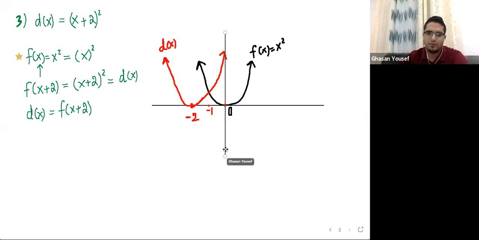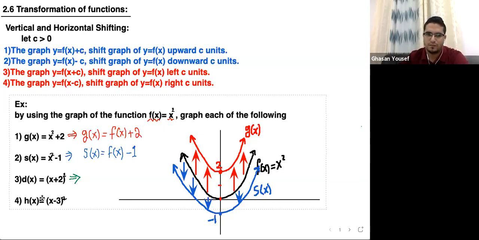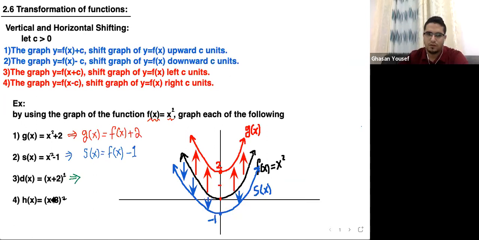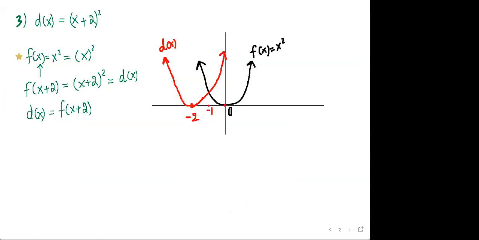Okay, now number 4. Who will help me for doing number 4? H of x equal x minus 3 squared. Who will do number 4? Yes, Anta? Okay, so it's basically like this example.